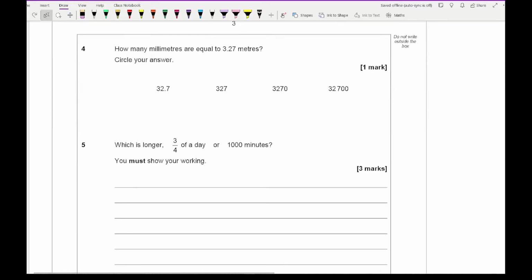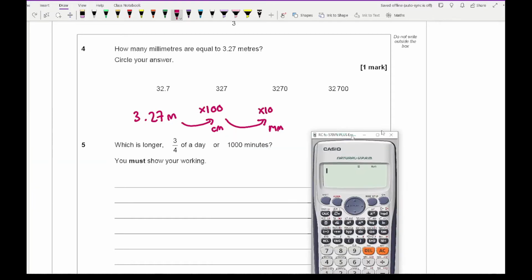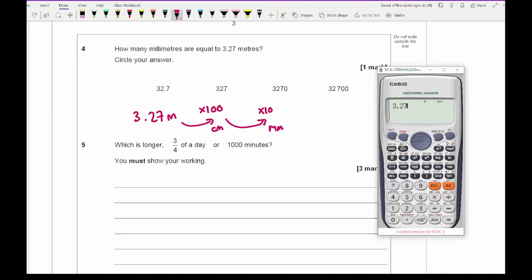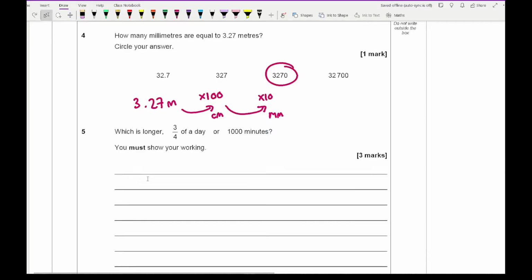Moving on to question 4, it says how many millimeters are equal to 3.27 meters. Well, what we want to do here is 3.27 meters. If we want to convert that into centimeters, I multiply it by 100, and then if I then want to convert centimeters into millimeters, I need to multiply it by 10. So what I need to do here is on my calculator do 3.27 times 100 times by 10, and the answer it gives me is 3,270. So the answer is going to be our third option.